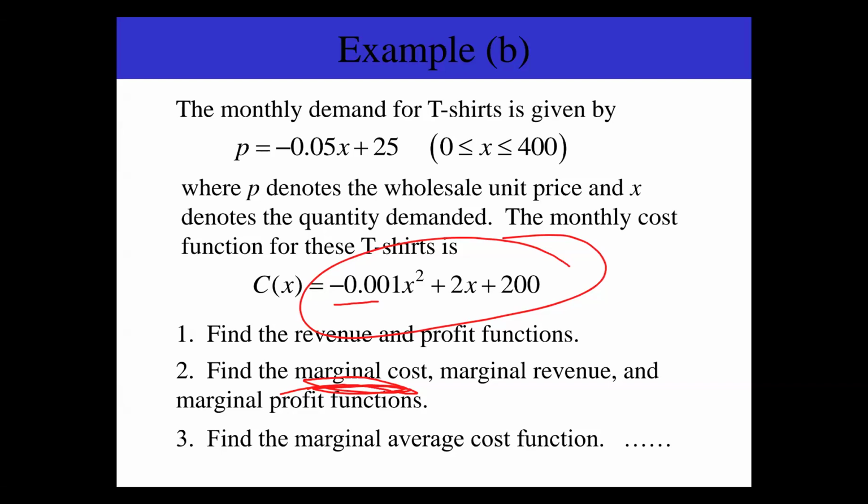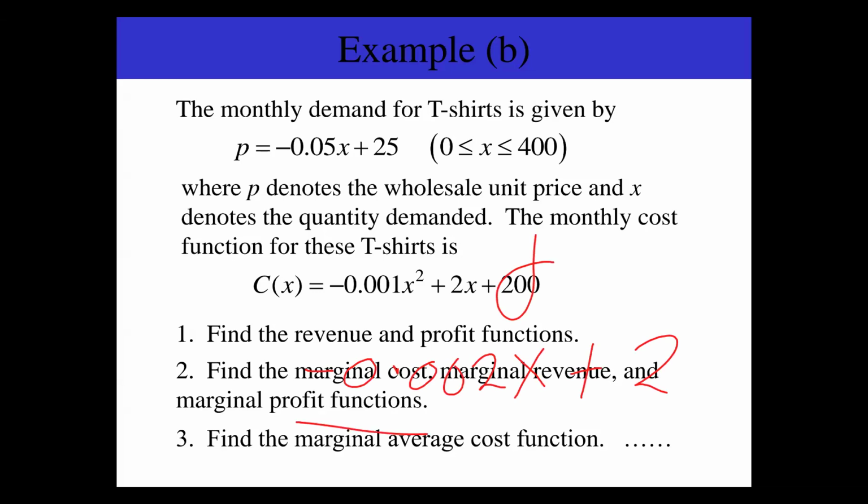What is 2 times 0.001? 2 times 0.001 is 0.002. So negative 0.002x plus 2. And this is 0, right? Yes. As our marginal cost function. Okay?